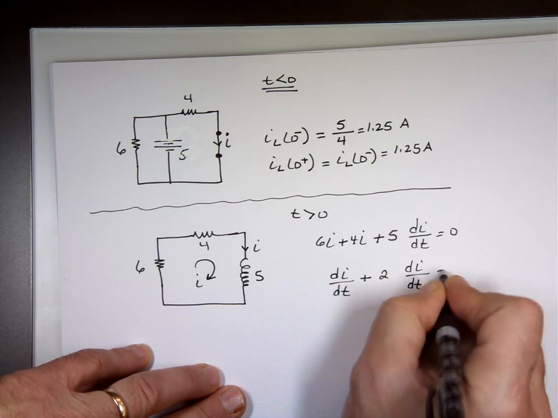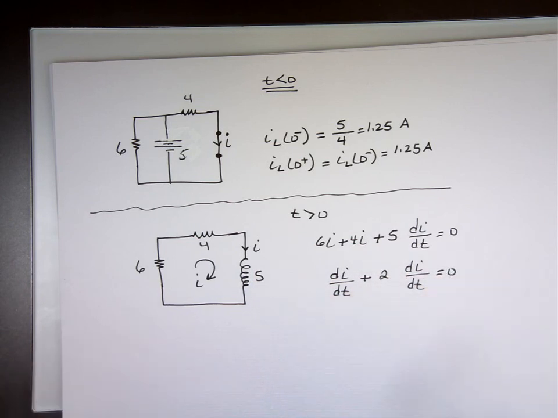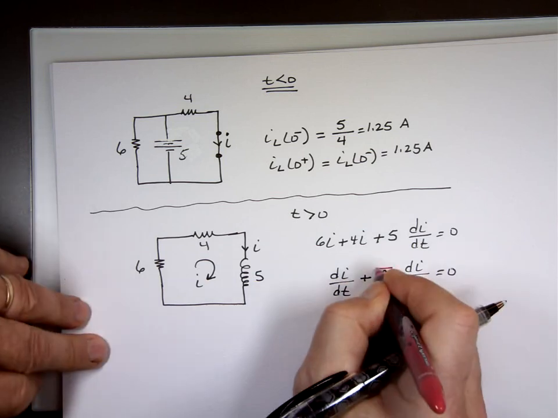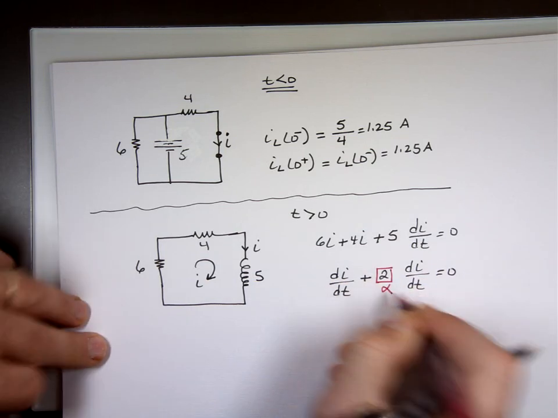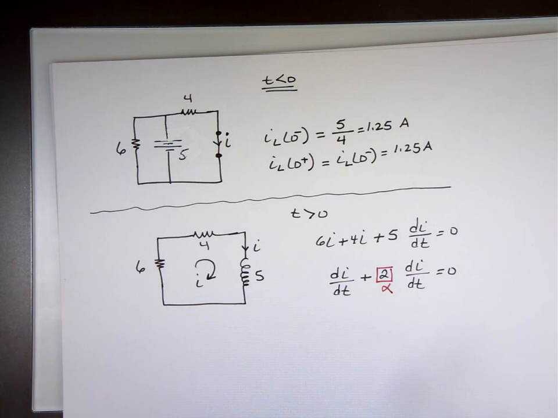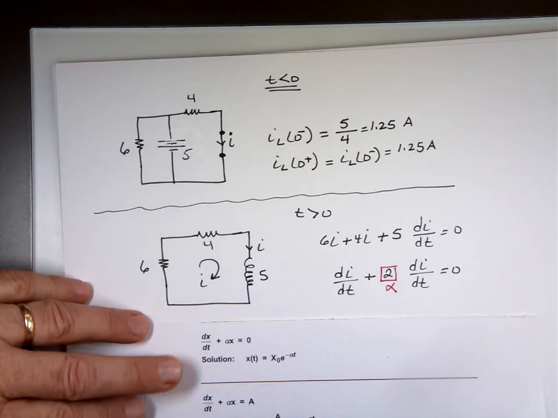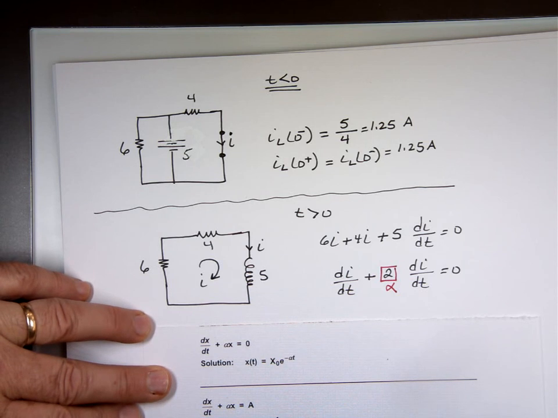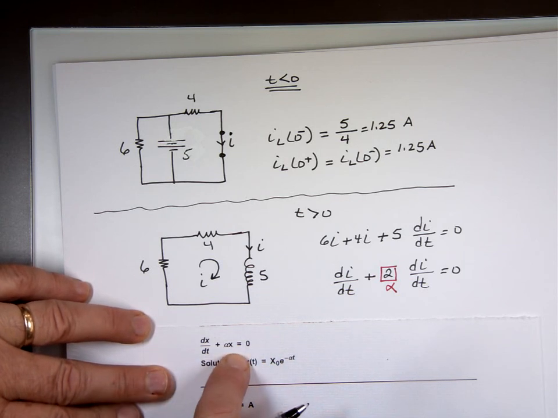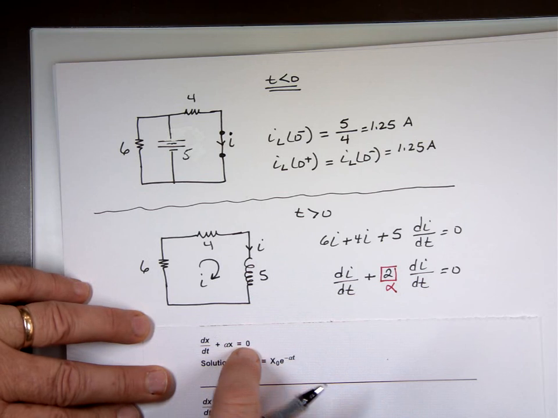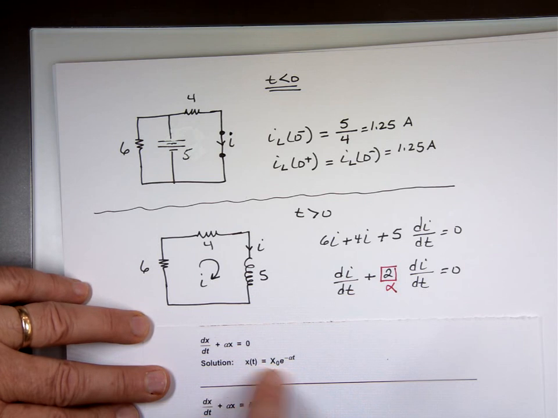Notice this is your alpha. That's your alpha. When you compare it to this equation, to that one, that's alpha. That's 0. I got to use the top equation. So my solution is going to be the initial value of the current, e to the negative alpha t.